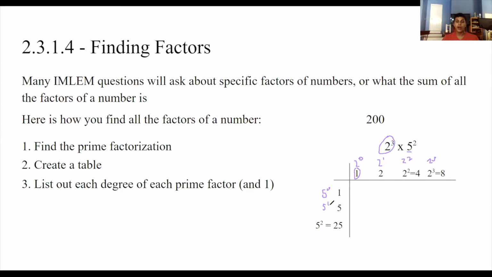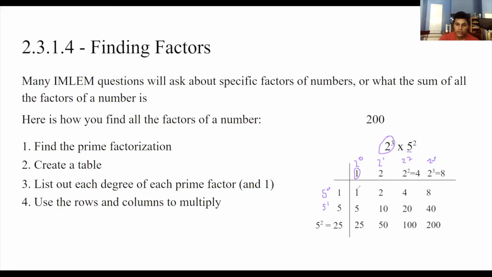So now that I have that all sorted out, and I have all my degrees of each prime factor, up to their highest degree that shows up in the prime factorization listed on the outside of my table, now all I have to do is multiply each row in each column. And so when you're finished with that, it'll look something like this. So in here, I've multiplied each row on the outside by each column on the outside.